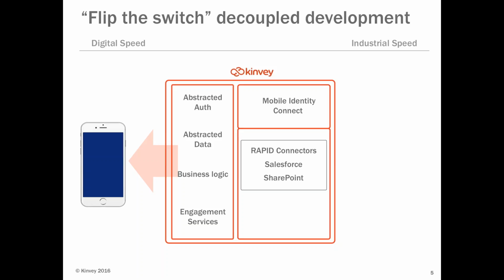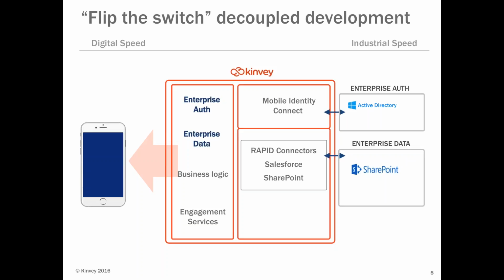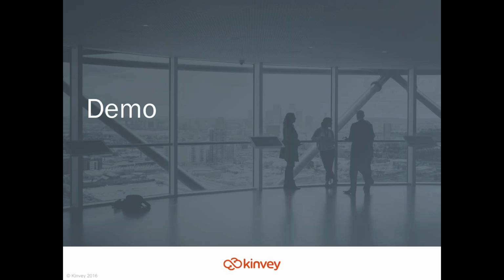And then once our SharePoint list is ready, what we're going to do is we're going to set up our rapid connector against SharePoint, and we're going to flip the switch, as we say. So without changing anything on the client side, we're going to instantly be able to say, okay, our SharePoint stuff is ready. Let's start pulling from that instead of from the Kinvey data store with our sample data, and the client-side developer is not going to have to change a single line of code in the app.